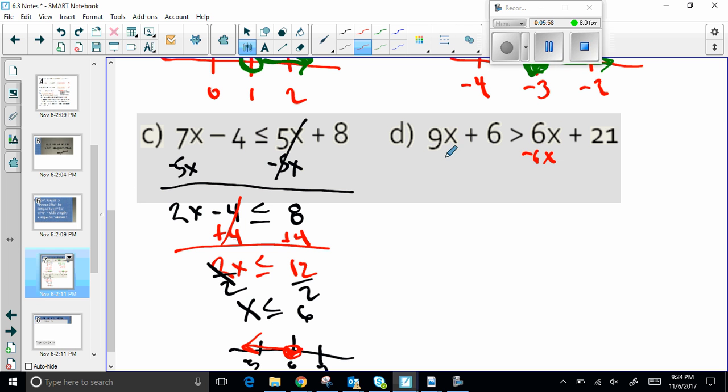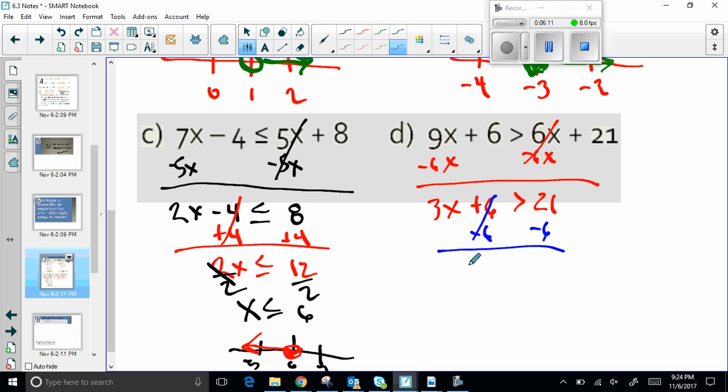I'm going to subtract 6x on both sides like this. So now I've got 3x plus 6 is greater than 21. Then I'll subtract 6 on both sides, like so. And I'll have 3x is greater than, what is that, 15? And then I divide by 3 on both sides. And x is greater than 5.